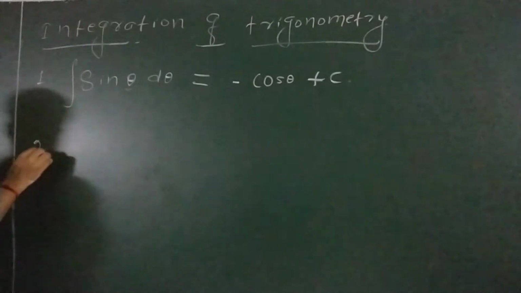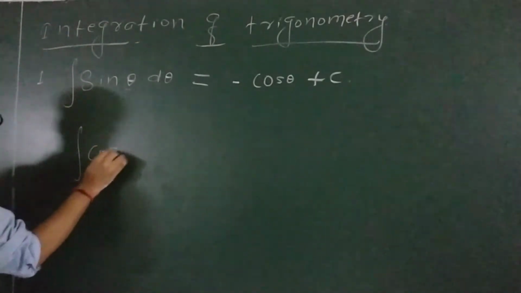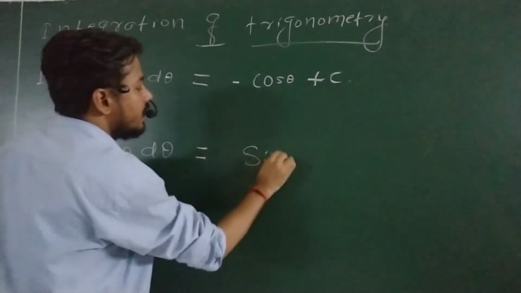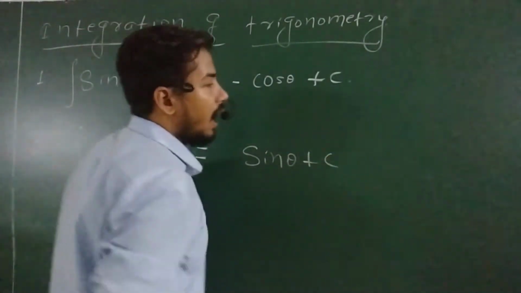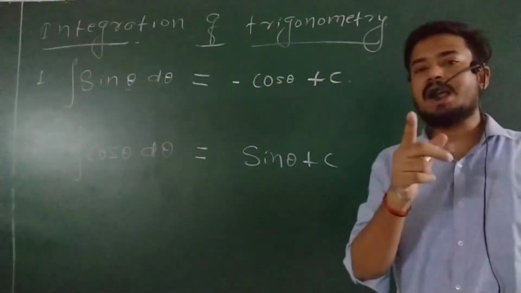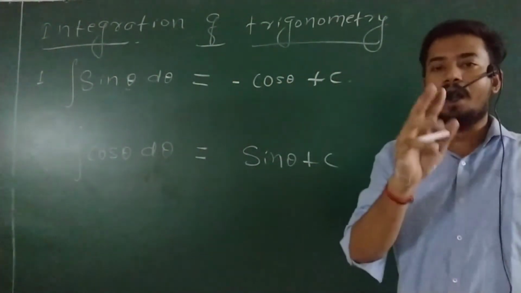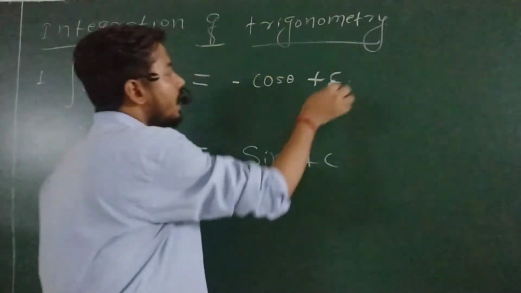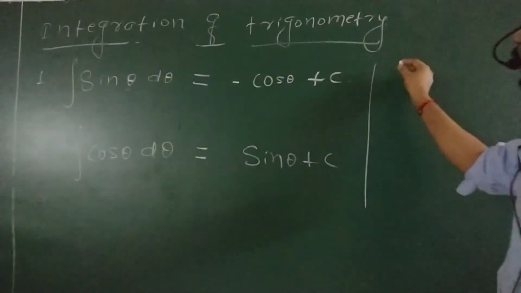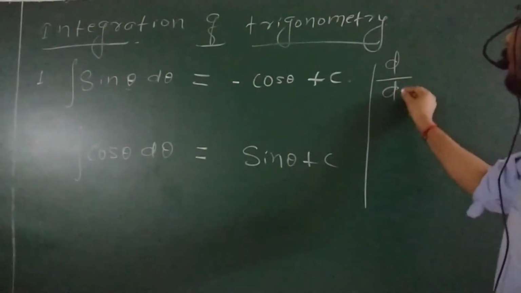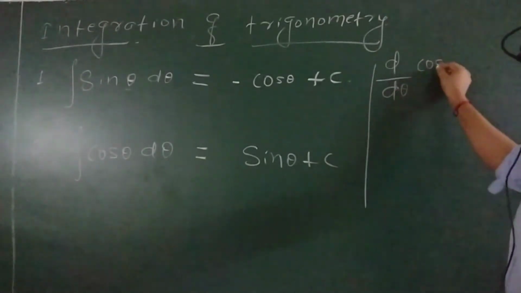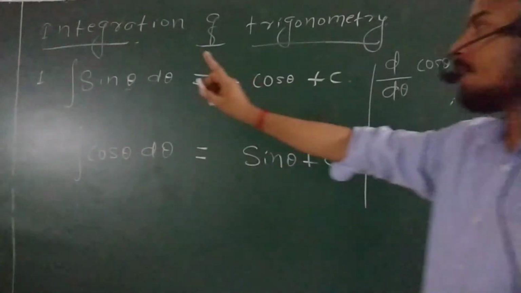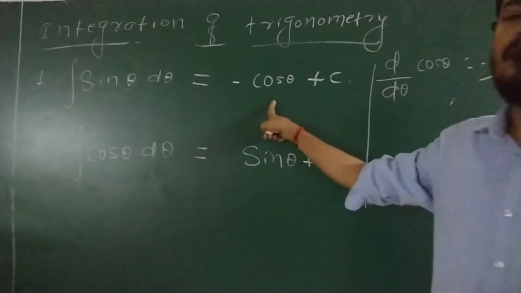You can see the second function. Integration of cos theta d theta. So its integration becomes, my dear, sine theta plus c. I have already told you, integration is reverse process of differentiation. If you want to recall your previous concept, just remember. I just recalled telling you, differentiation of cos theta. See, differentiation of cos theta is equal to minus sine theta. But now see, integration of sine theta is minus cos theta.